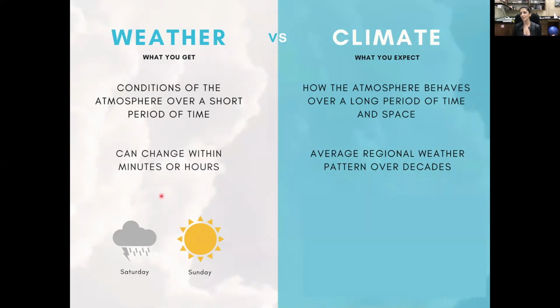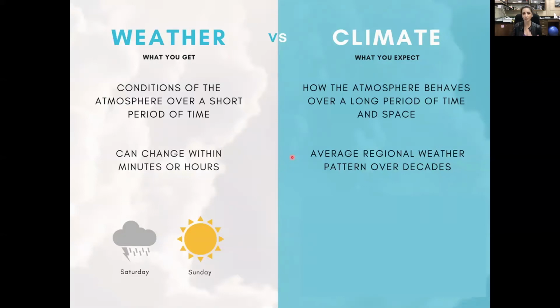An example of this is on Saturday, it might be storming, but on Sunday, the very next day, it's sunny outside. So weather is what you get. Climate, on the other hand, is what you expect. And this is how the atmosphere behaves over a long period of time and space. This has to do with where you're situated on the globe, if you're next to a coastline or if you're landlocked, and what historically has been the pattern in your environment. This is wrapped up by average regional weather patterns over decades.